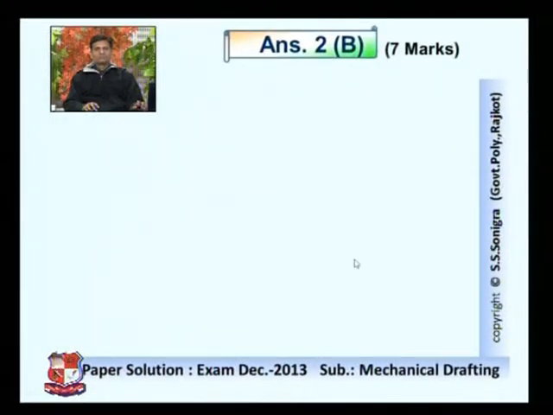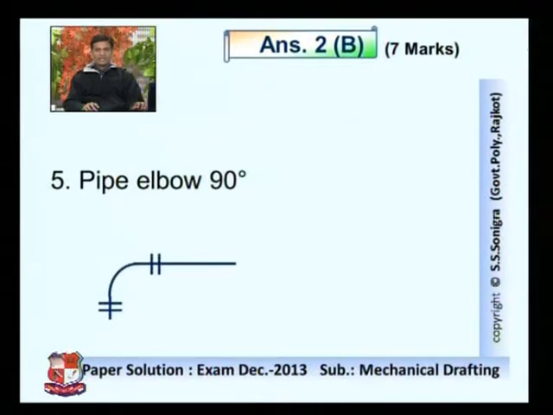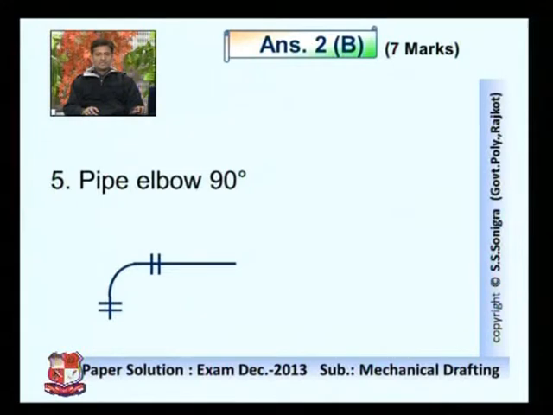Then symbol number 5, that is pipe elbow 90 degree. So it is drawn like this. A 90 degree elbow is used to connect two pipes which are at an angle of 90 degrees to each other. It is shown like this.